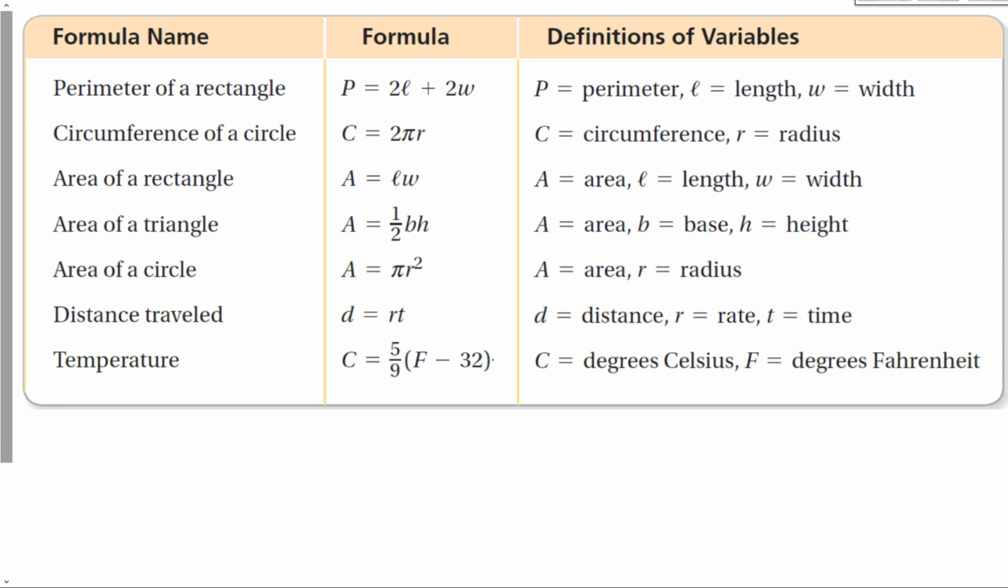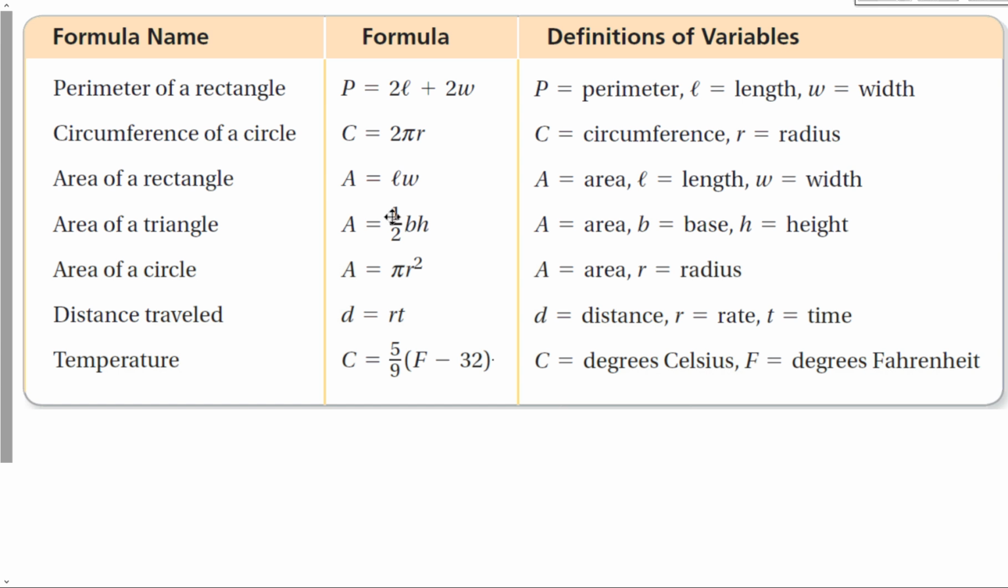And you should know how to use them and what they all mean. So perimeter of a rectangle: P is equal to 2L plus 2W, where P is perimeter, L is length, W is width. Circumference of a circle, which we'll use next: C is equal to 2 pi r. Area of a rectangle: area is equal to length times width.